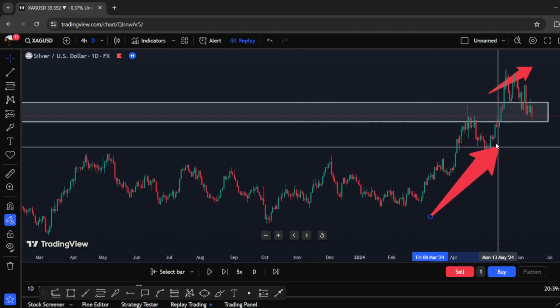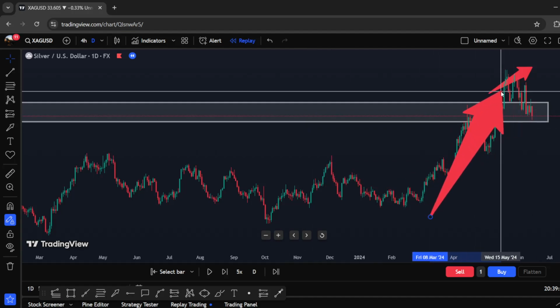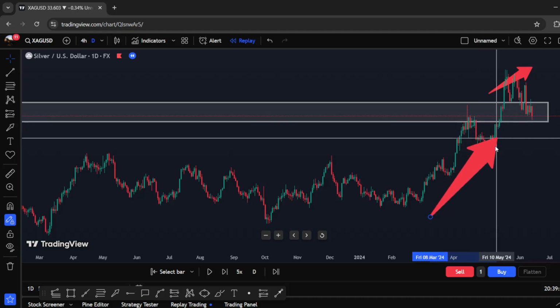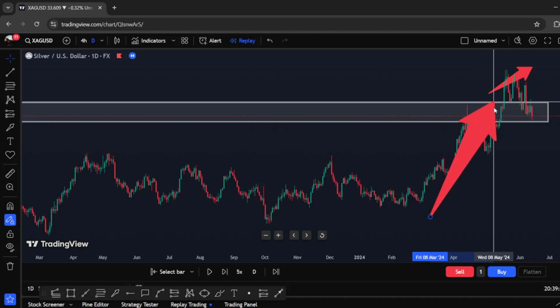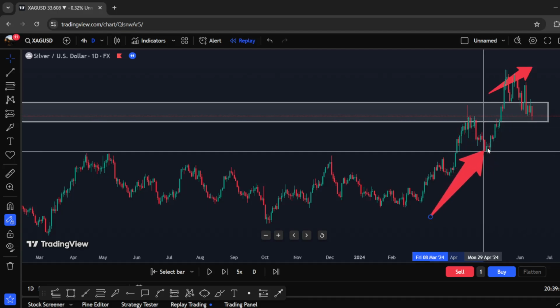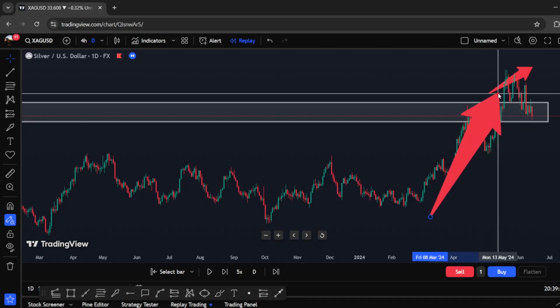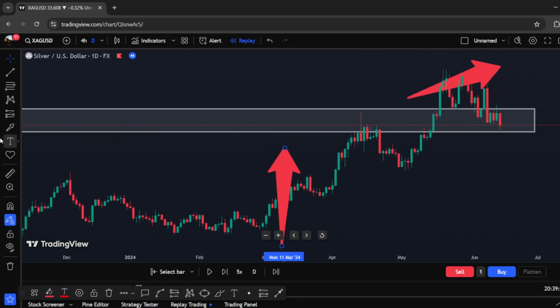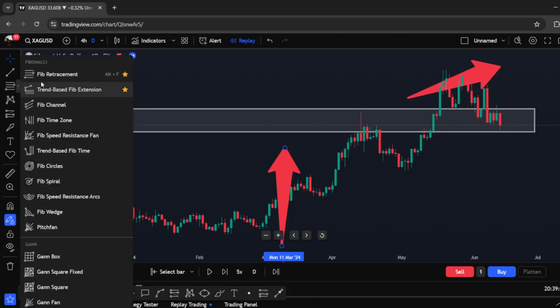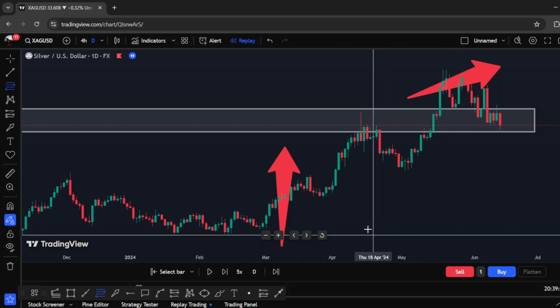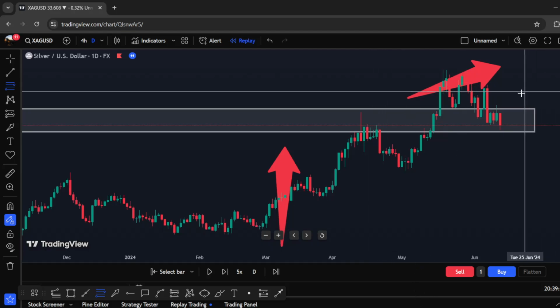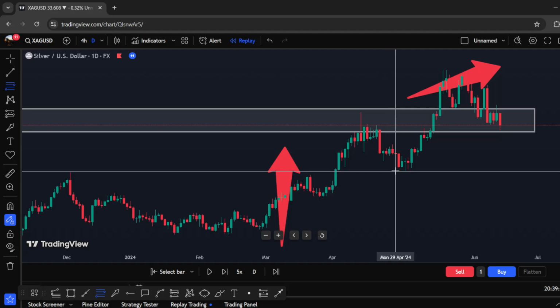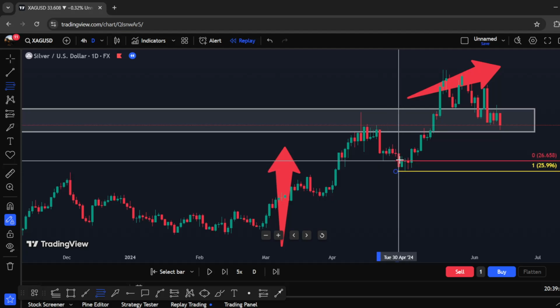So once we've closed above the level, then we look at this leg that was responsible for this breakout. And this is where we identify, mark out our demand zone. So we mark out our demand zone, and then we wait for the market to come back down before we go long with the banks.